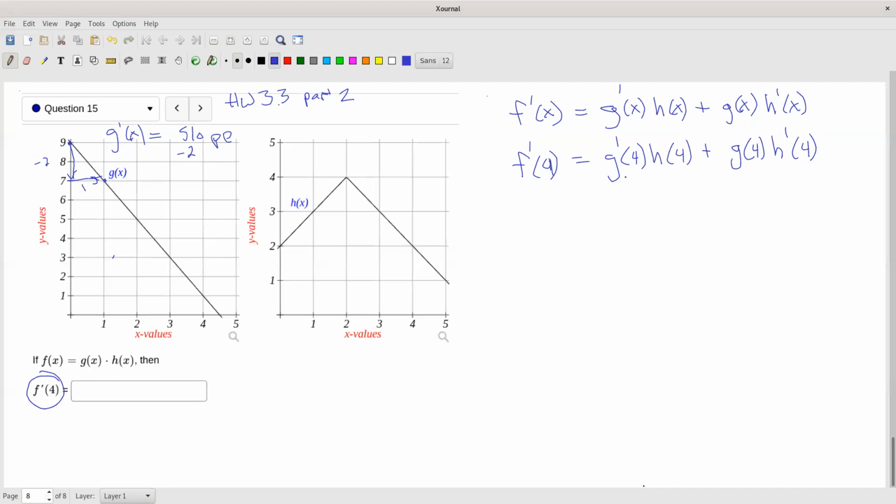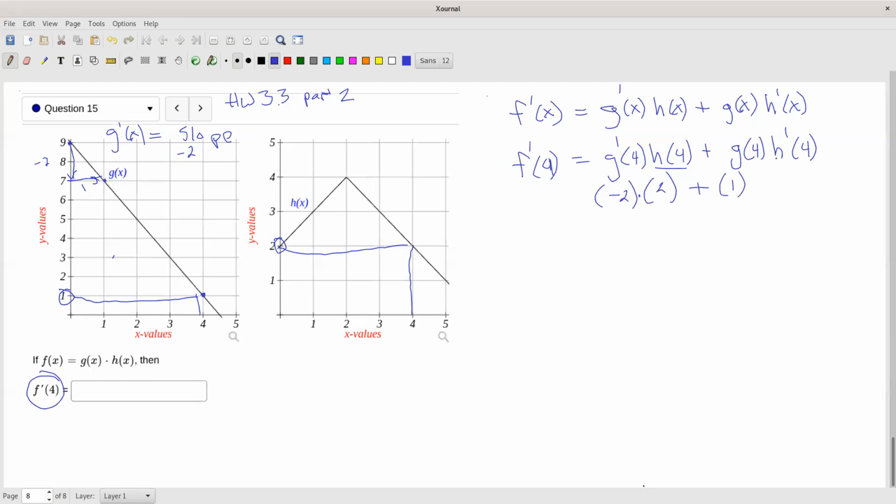So what is g prime of 4? Well, at the point when x is 4, the slope is definitely -2. I have to multiply that by h of 4. Okay, if we look at the graph here, when x is 4, y is 2. So that's going to be times 2. Plus g of 4. Okay, so here's the graph of g here. And if I go to x equals 4, I can see that y is equal to 1. So g of 4 is 1 on the graph.